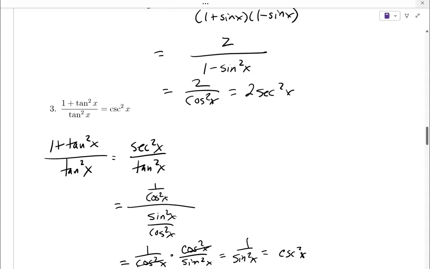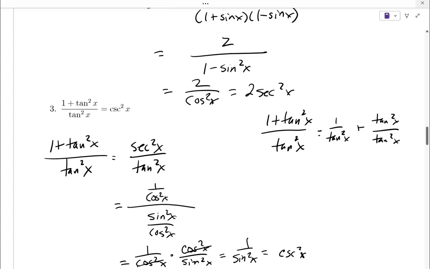Okay, but there's another way we could have started this. I mean, there's actually 2 other ways. I think I could start this one that would follow along the same lines of what we've been talking about. This does involve us breaking something apart. Notice I've got a plus sign in my numerator, so I could break this up into 2 fractions, right? I could break this up as 1 over tangent squared plus tangent squared over tangent squared.